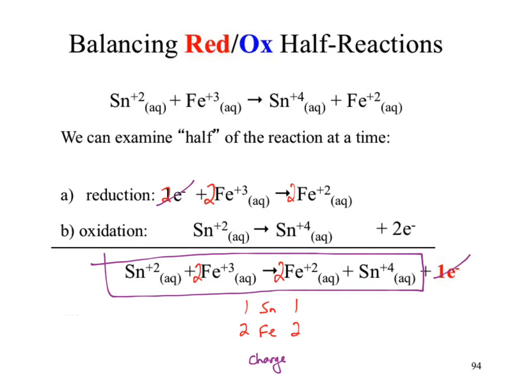What is the charge on the left? Well, the tin was a +2. The iron was a +3, but there's 2 of them. The charge becomes +8. Everybody see that? How about on the product side? Tin was a +4. Iron was a +2. There's 2 of them. Does my charge balance? Yes. What does that mean about my equation? It's now balanced. That is the half reaction method.